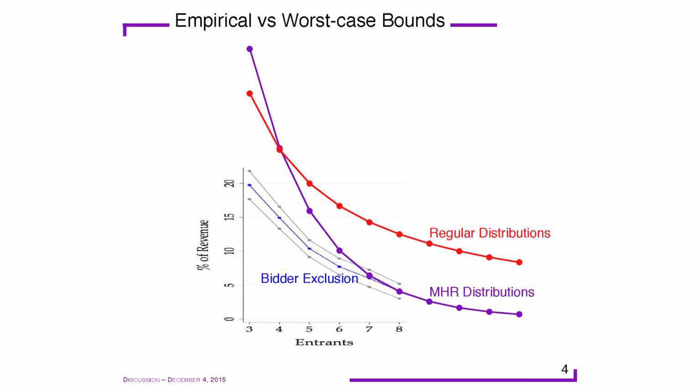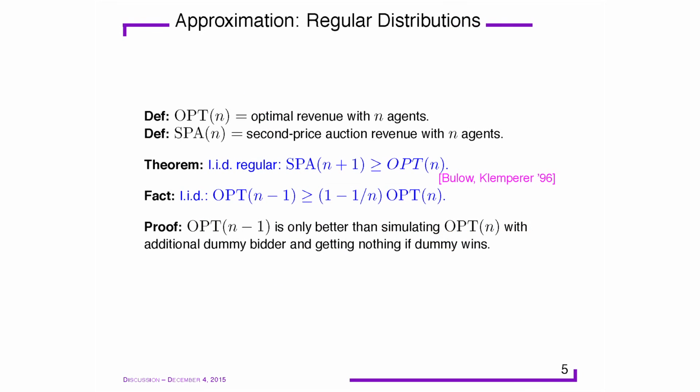Good. So let me go into a little bit of detail about where this comes from. Let's define opt of n to be the optimal revenue with n agents, and SPA of n to be second price auction revenue with n agents. This is what Bulow-Klemperer is really talking about. The Bulow-Klemperer theorem says this: the second price auction with n plus 1 agents is bigger than opt with n. That's it.